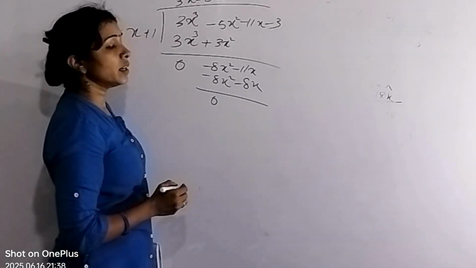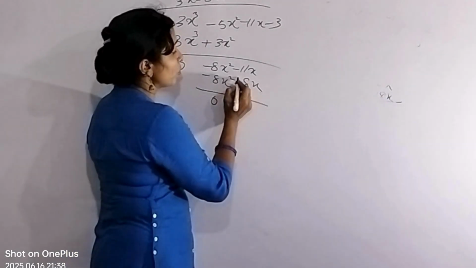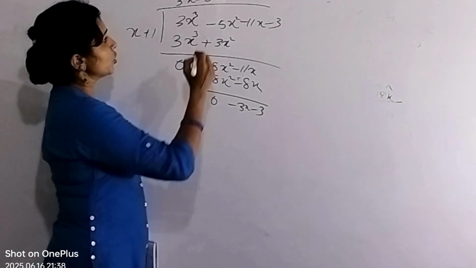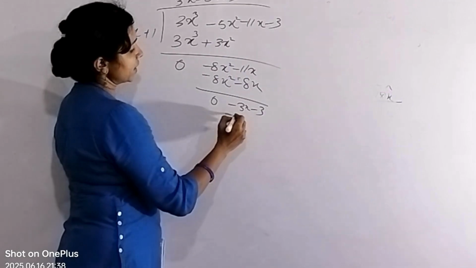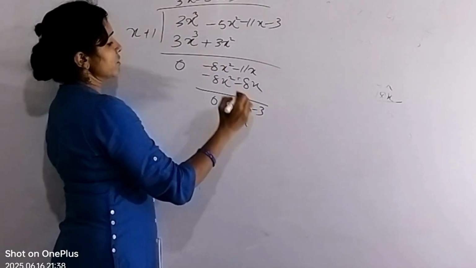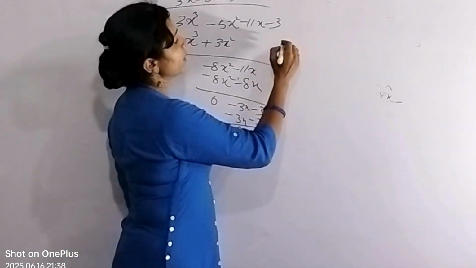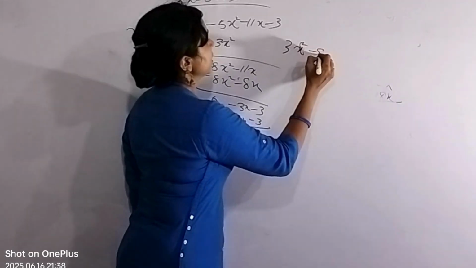Minus 11. Subtracting, so this will become positive. So minus 3x, minus 3. So I'm just putting minus 3 here. So minus 3x, 3 into minus 1 is minus 3. Now it will become 0. So which is my quadratic polynomial: 3x square minus 8x minus 3.